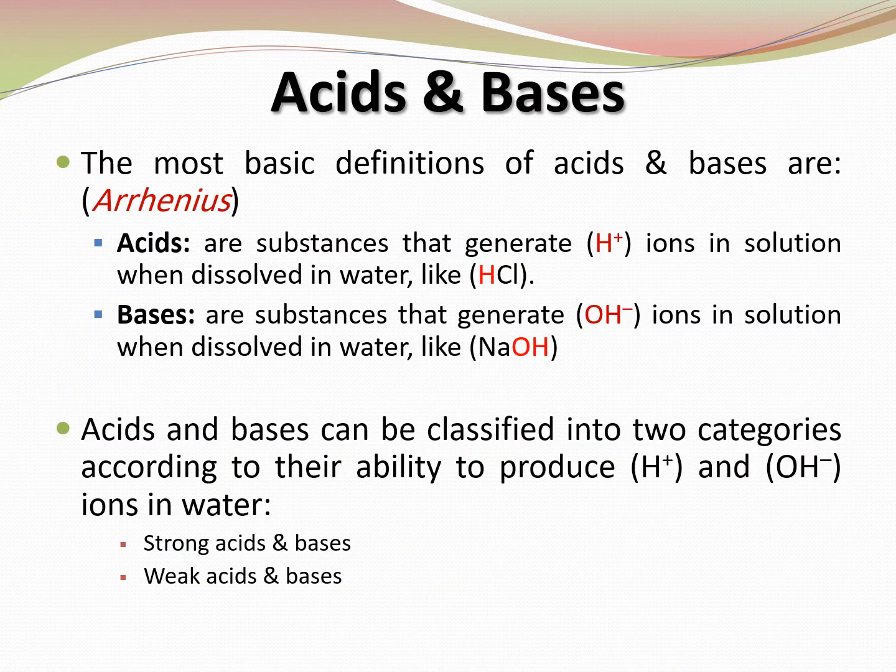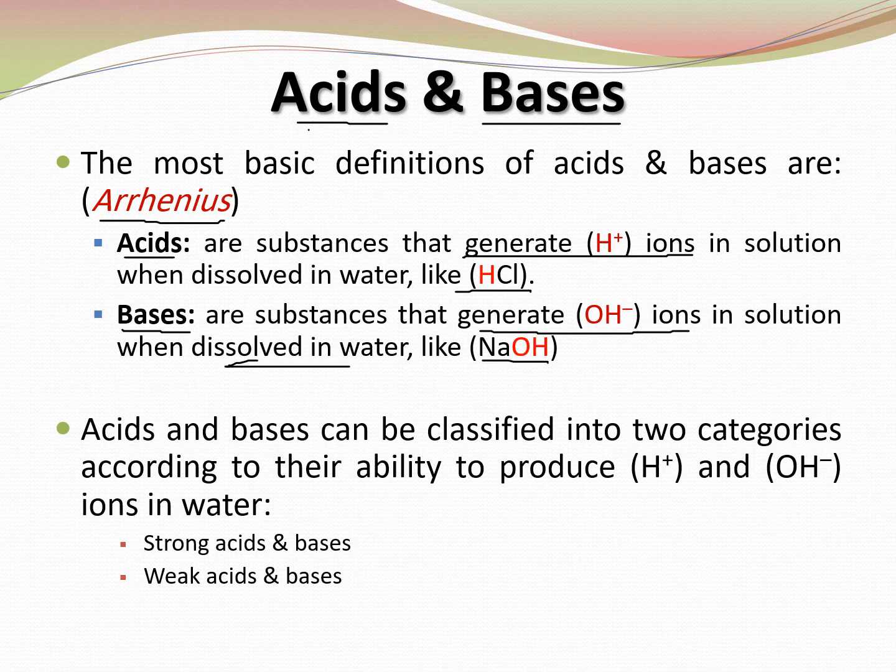Next up are acids and bases, guys. Again, a repetition from the lecture, so it's a kind of review of what we already learned. The most basic definition of acids and bases according to Arrhenius was that acids are substances that generate protons, or H+ ions, in solution when they are dissolved in water. An example is HCl. When we put it in water, it will produce protons. Bases, on the other hand, according to Arrhenius, are substances that generate hydroxide ions, or OH- ions, when they are dissolved in water, and NaOH is an example.